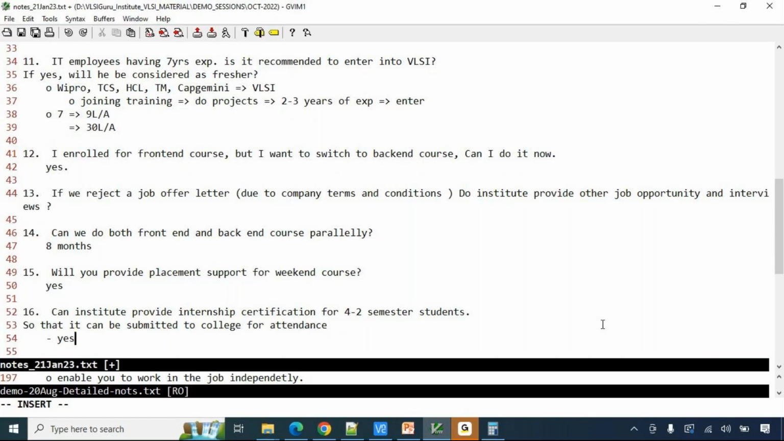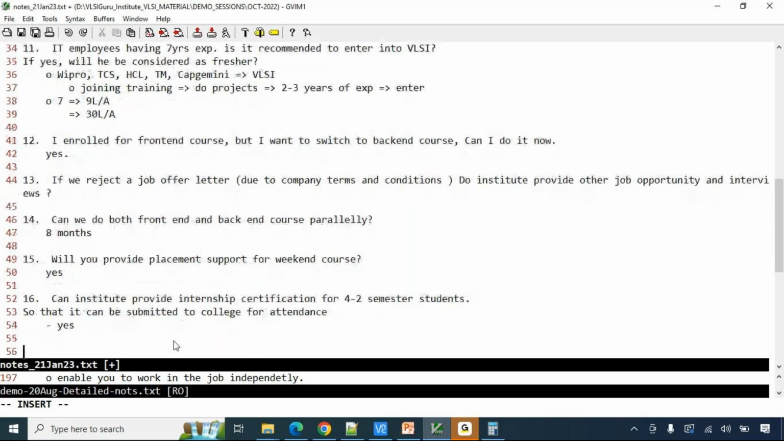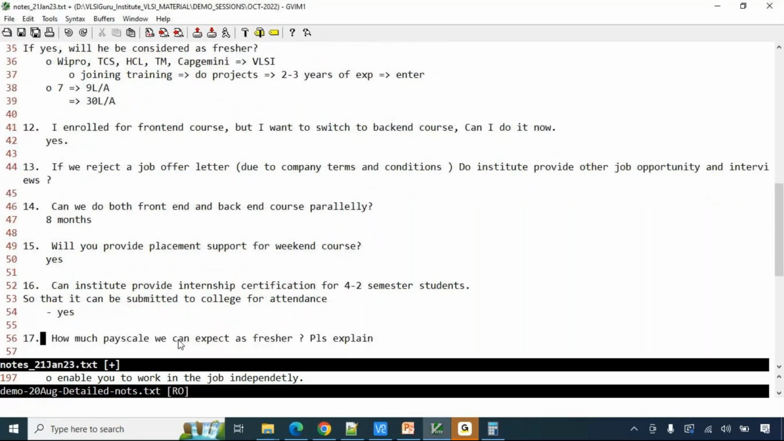How much pay scale can we expect as a fresher? See, as a fresher, you can get anywhere from 2 lakhs to 20 lakhs.